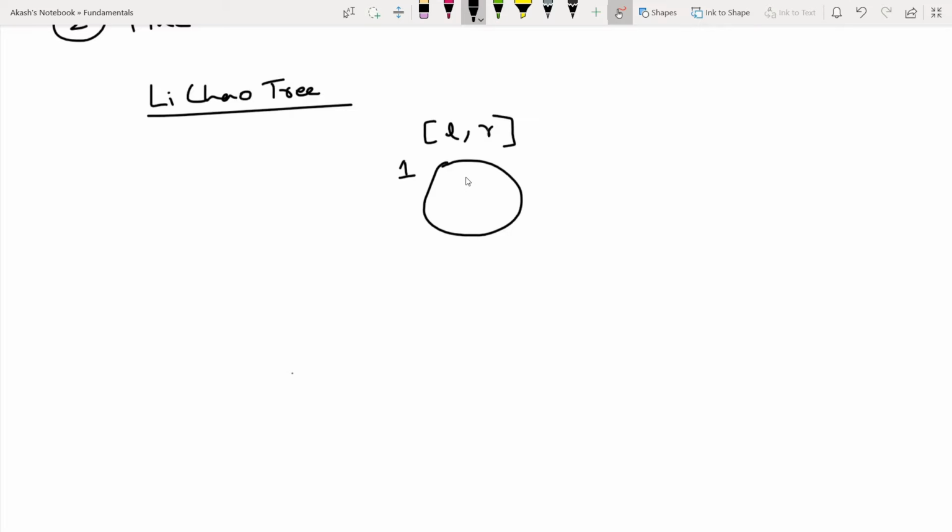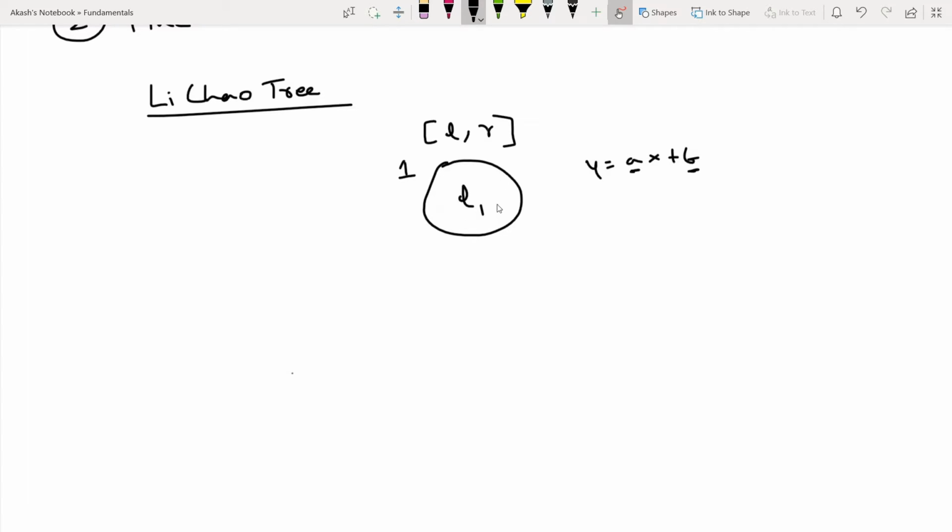In a Lee-Chao tree, that value is not a single integer, it is a line. Say it is a line y equals ax plus b. So we store two values, this slope and this intercept, a and b. So inside a node there should be a line. Let's call this line L1 or something. For node 1 it is L1. So this is how a single node of the Lee-Chao tree works.